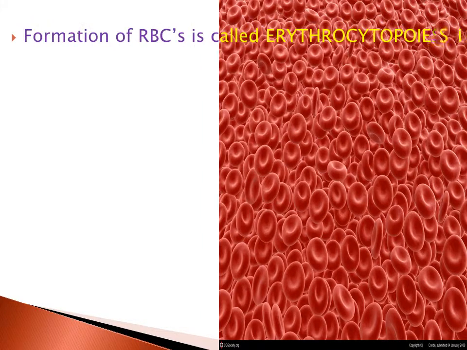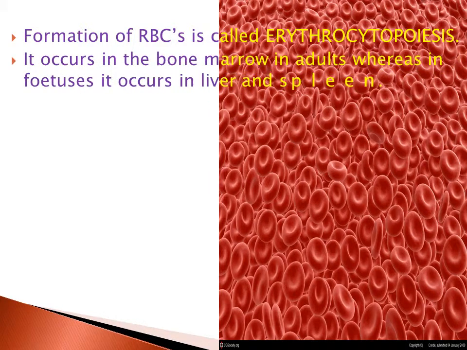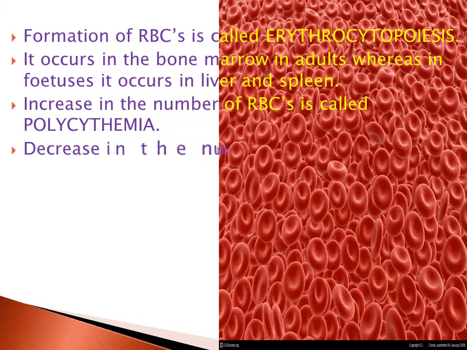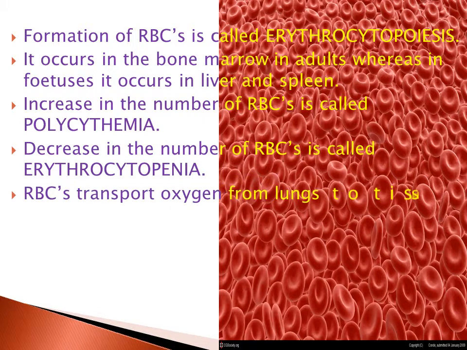Formation of RBCs is called erythrocytopoiesis. It occurs in the bone marrow in adults, whereas in fetuses it occurs in the liver and spleen. Increase in the number of RBCs is called polycythemia, whereas decrease in their number is called erythrocytopenia.